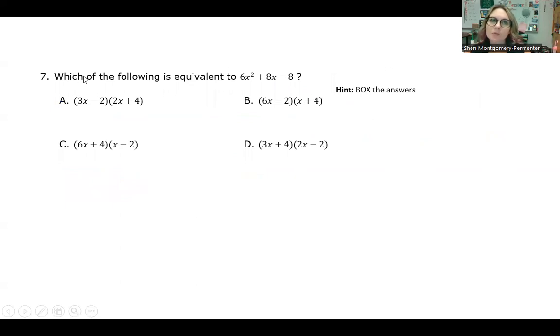Okay, down at the bottom, which of the following is equivalent to this? Well, these are not all divisible by 6, so I can't just factor it. What I'm going to do is box my answers. I want you to do it on your paper and see if you can figure out which one is the answer. You can use a box. It seems tedious, but that is a surefire way that we can solve this problem. So start boxing on your paper and see which one is the answer.